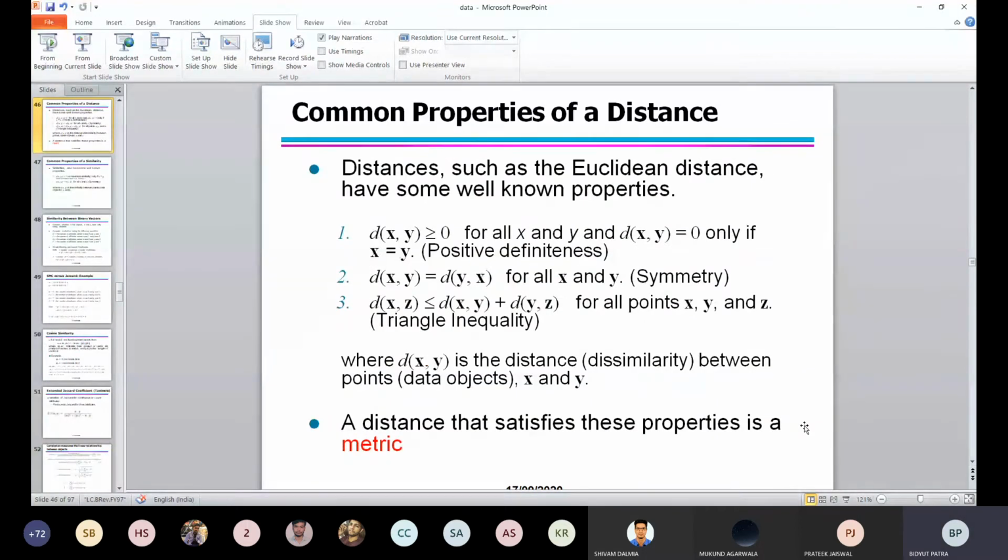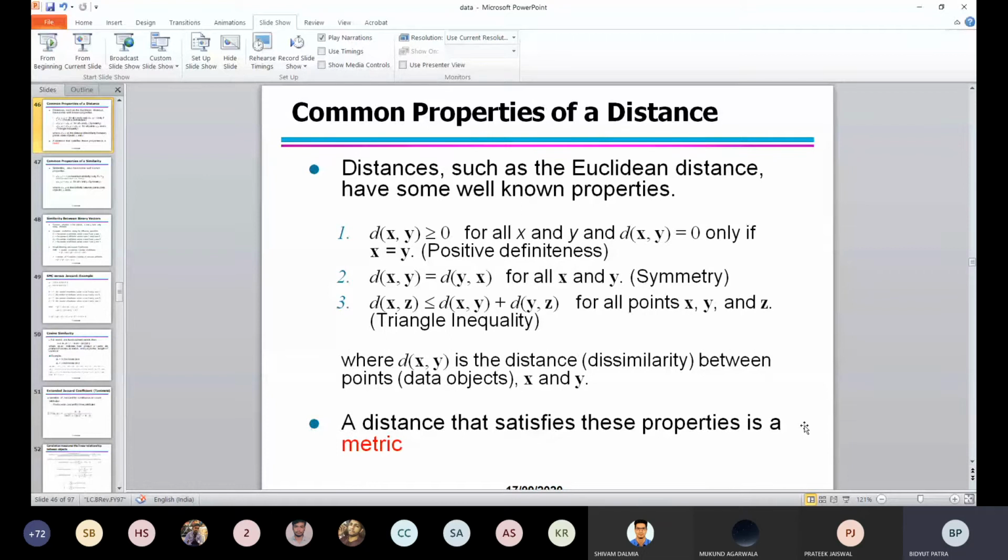Common properties of a distance. Distances such as the Euclidean distance have some well-known properties. The distance between 2 points should be greater than or equal to 0. This is called positive definiteness. And if it is 0, then obviously it is the same point. This is called non-negativity. It can be 0 also.